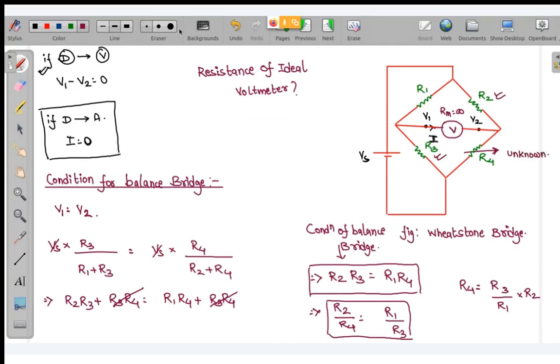Okay, so this is unknown. So I shouldn't be writing it like this. This is your unknown resistance. R4 is your unknown resistance. Now it's up to you. Let me assume that R2 is variable. So if I vary R2, what might happen? The moment this voltmeter reading reaches zero, what are you going to say? That your bridge is balanced, and at that time you have a particular value of R2, R1 and R3, with the help of which you can get R4.